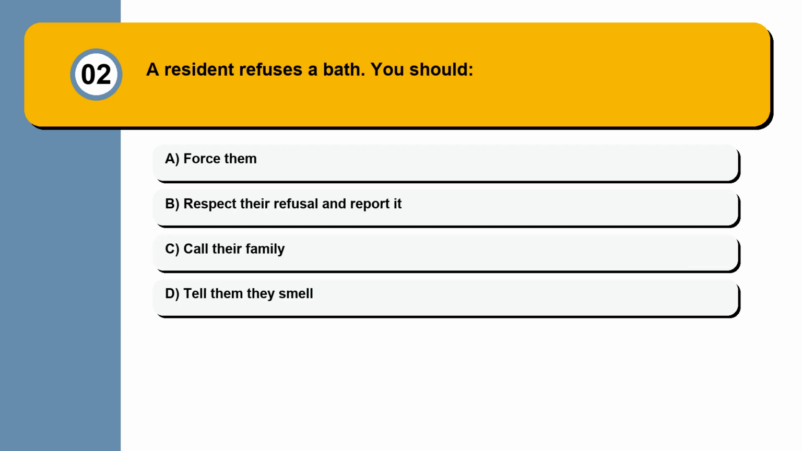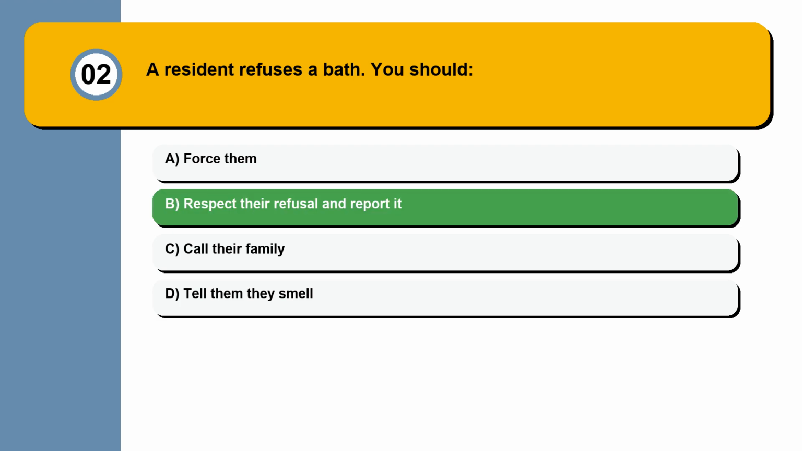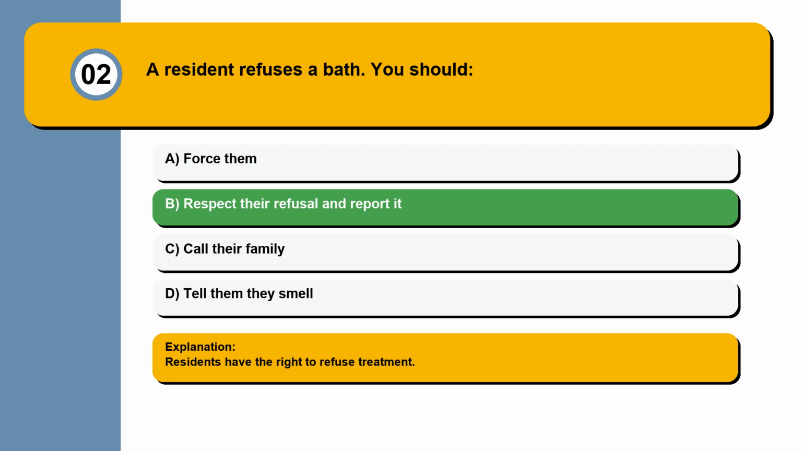Question 2. A resident refuses a bath. You should force them. Respect their refusal and report it. Call their family. Tell them they smell. Residents have the right to refuse treatment.